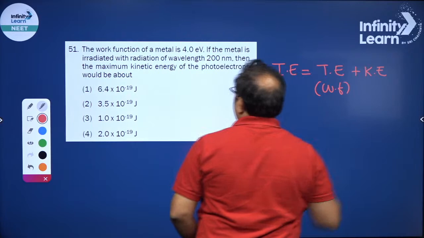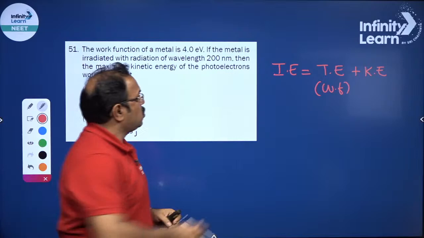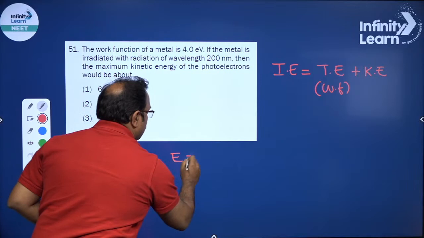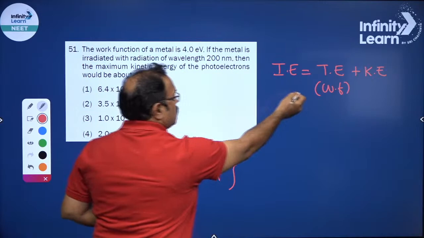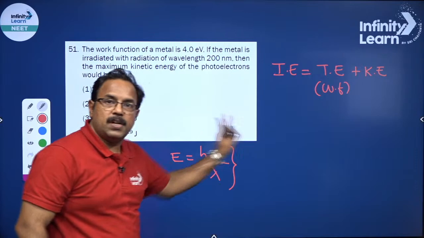Incident energy is given in the form of a wavelength value. So therefore incident energy you can calculate here. This is E is equal to hc by lambda, substitute the value. Whereas threshold energy, the work function, is given in electron volts. If you are substituting the values of Planck's constant and velocity in meters, you are going to get this value in meters.